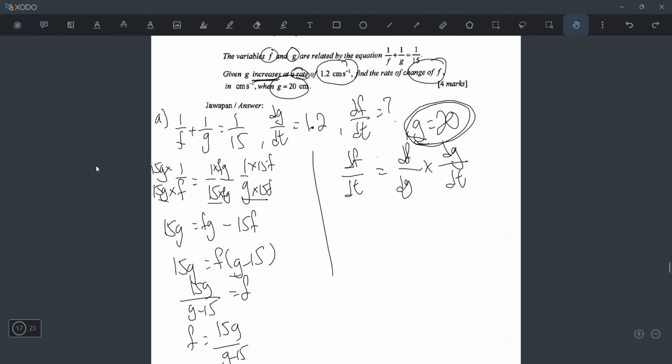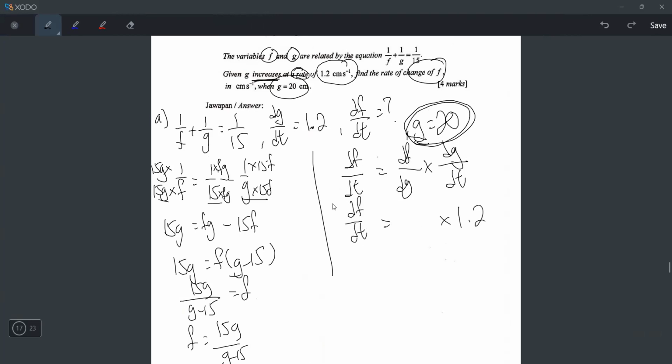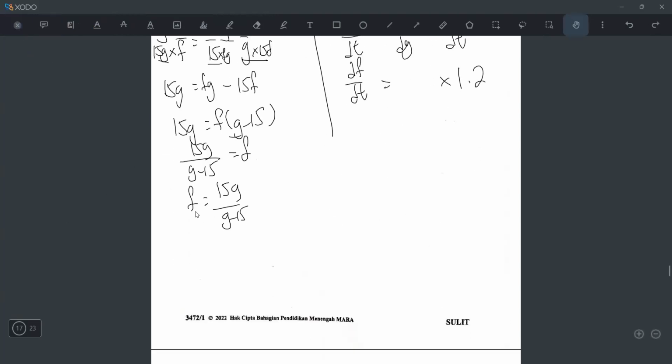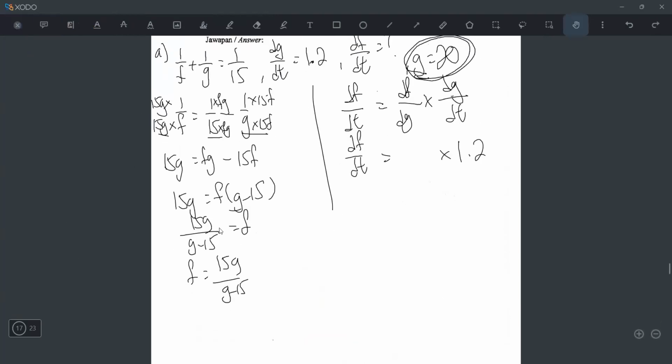Because if you look carefully here, I already know the dg dt is 1.2, which means the dg dt I can use 1.2. The df dg, so far I don't have anything, but I know the df dt is what I want. This is what I want in the end. So what I have to find now is the df dg, that is why I will differentiate this. But a lot of students will make the mistake by substituting the 20 inside. Wrong. You have to differentiate first, then substitute. So what you have to do now is differentiate.